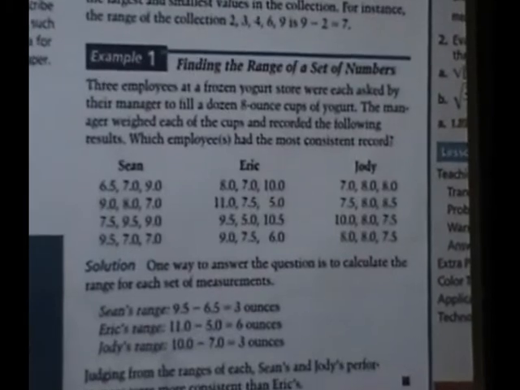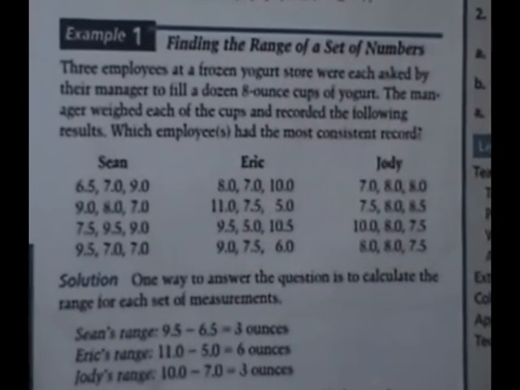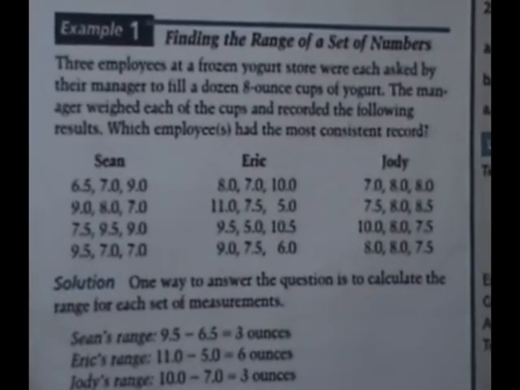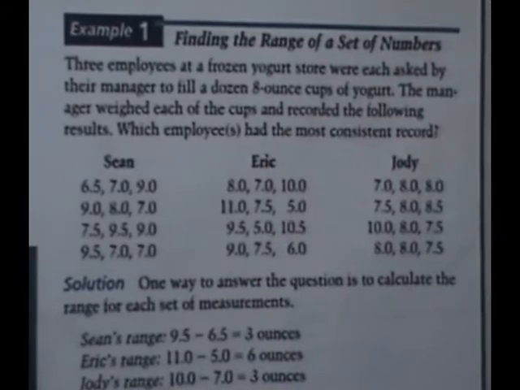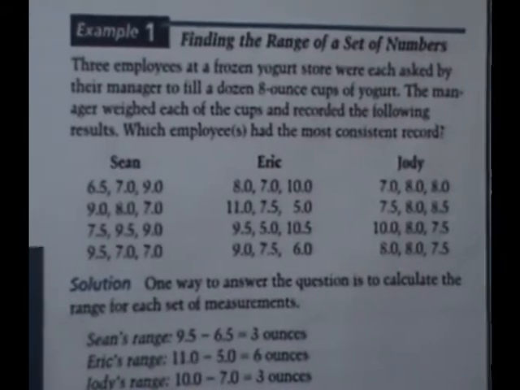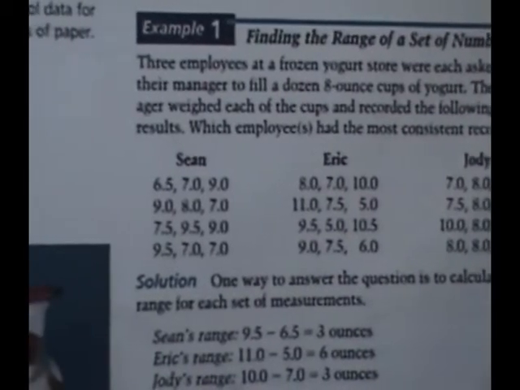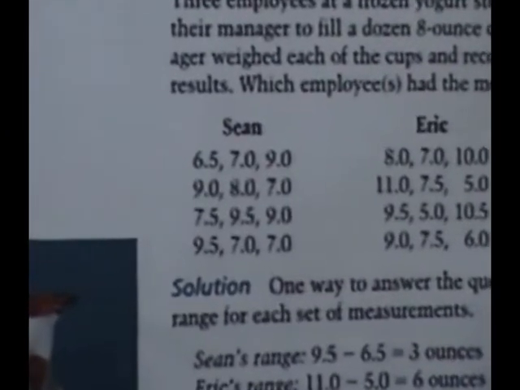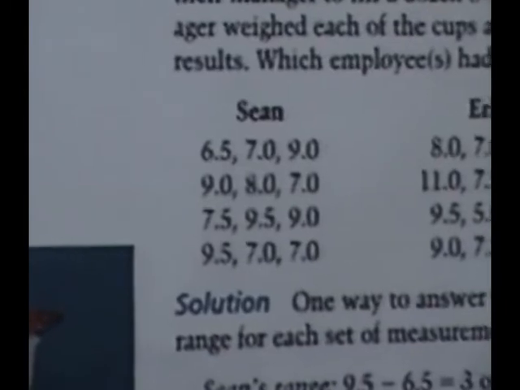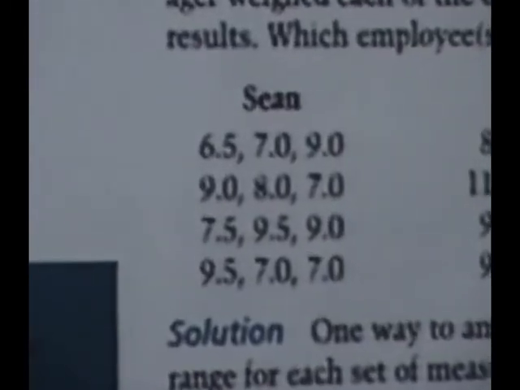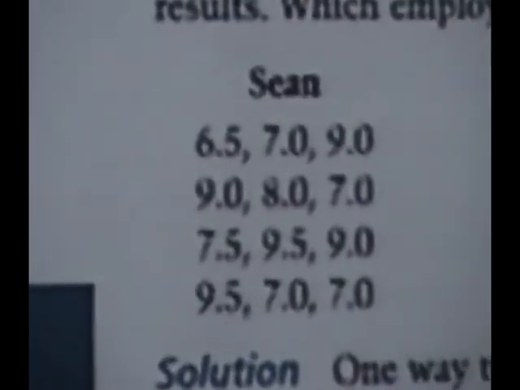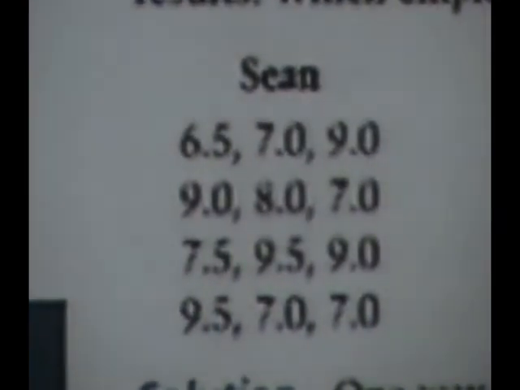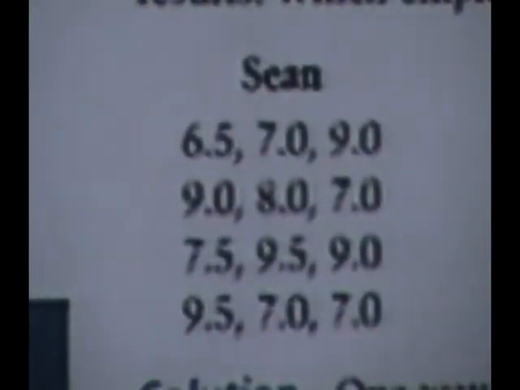Example 1. 3 employees at a frozen yogurt store were each asked by their manager to fill a dozen 8-ounce cups of yogurt. The manager weighed each of the cups and recorded the following results. Which employee or employees had the most consistent record? Sean, 6.5, 7, 9, 9, 8, 7.